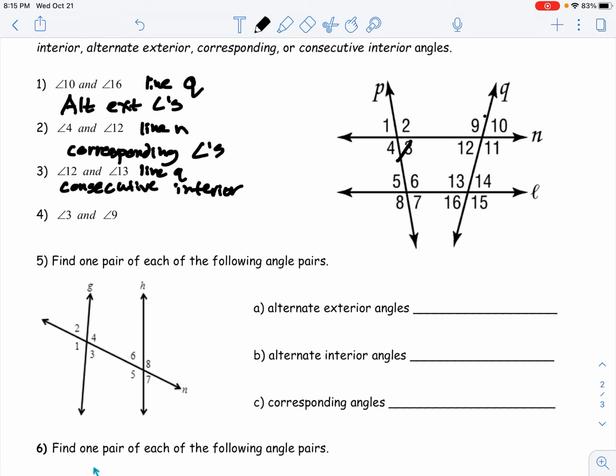Last one here, 3 and 9. Basically, those are alternating. They're both on the interior, and our transversal is N. So line N. They're alternate interior angles.